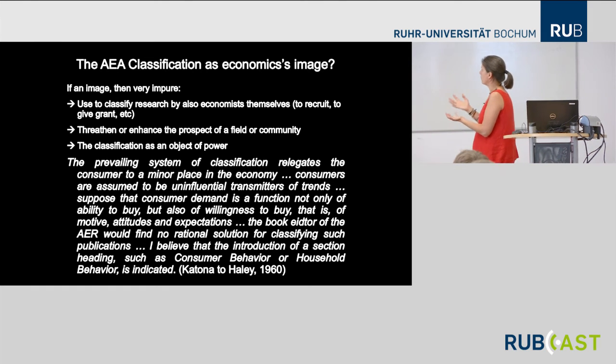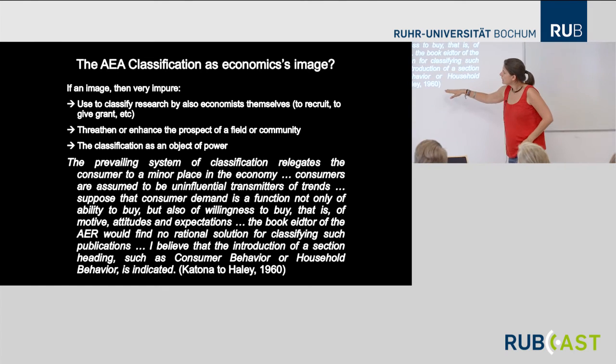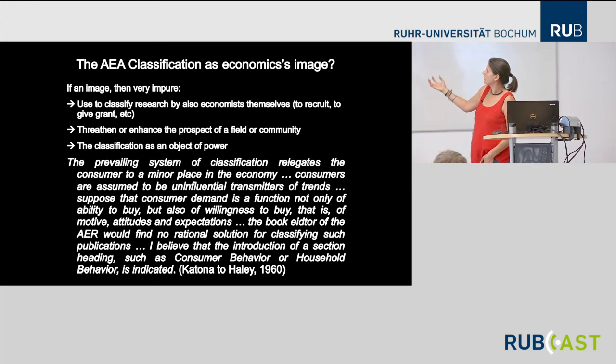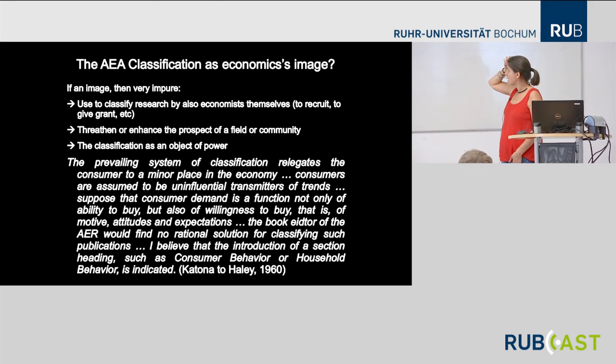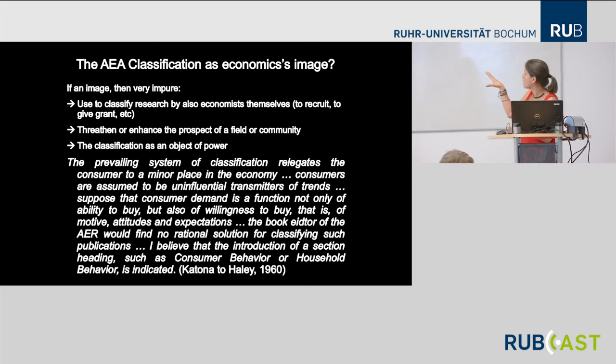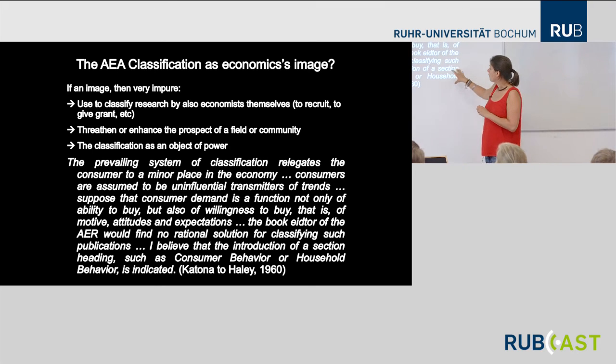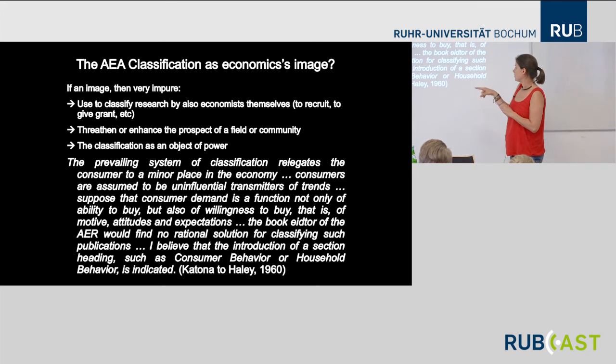Okay? So two examples. In the 60s, there is an influential economist called Katona who wrote to the people at the American Economic Association who were doing the classification and said, I don't like how consumer economics is being classified, because it's at the bottom of the classification with demography and stuff that has nothing to do with it, and so no one cares about consumer economics. So this is what it says, basically. Consumers are assumed to be an influential transmitter of trends. Okay? So he asks for a code, basically, saying, I believe that the introduction of a section heading, such as consumer behavior or household behavior, is indicated.